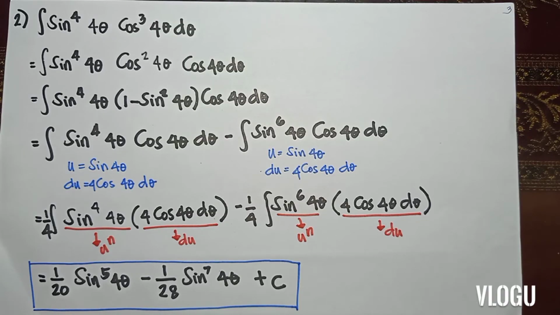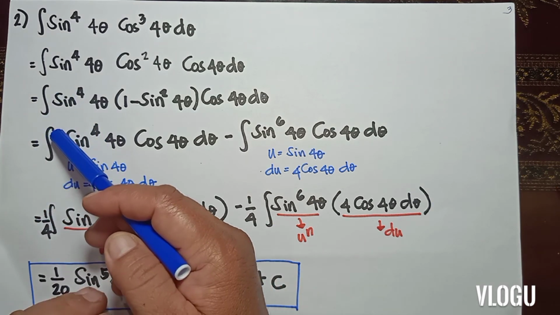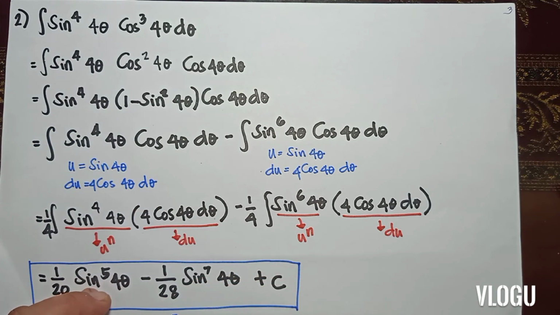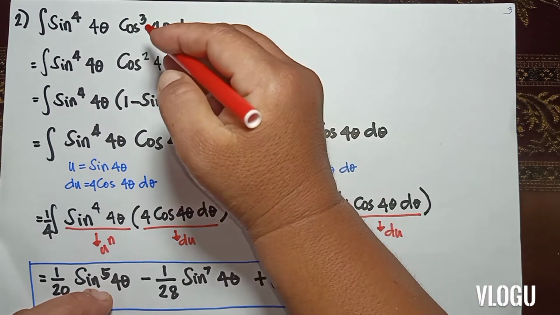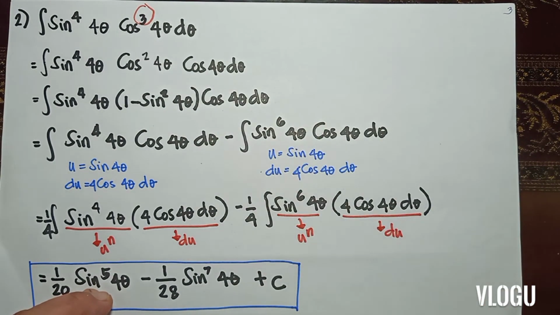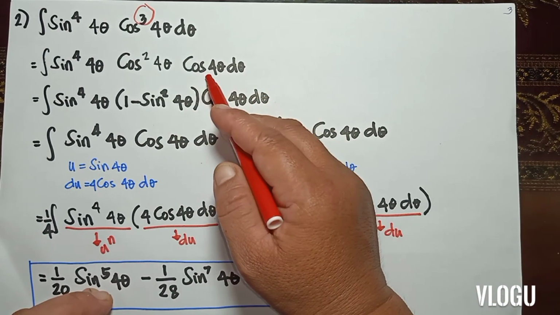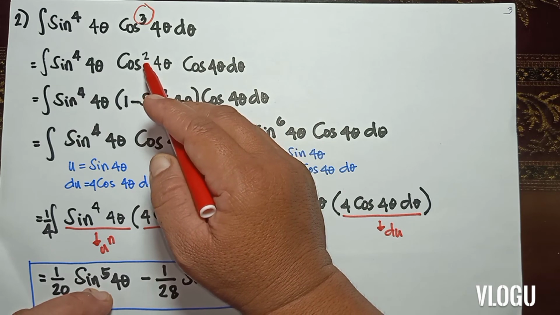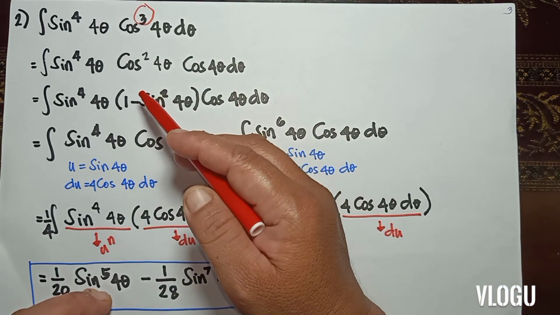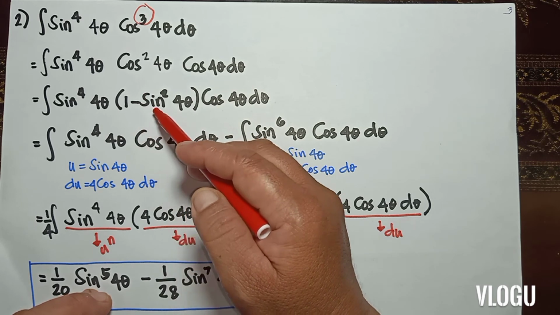Okay, let's proceed to the next example, number 2: the integral of sine to the fourth (4 theta) cosine cubed (4 theta) d theta. If you look here, one of your exponents is an odd number, that is 3. So what we're going to do is factor out one cosine. What is left is cosine squared. Then transform cosine squared to 1 minus sine squared.